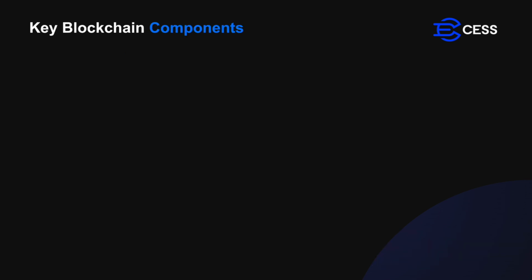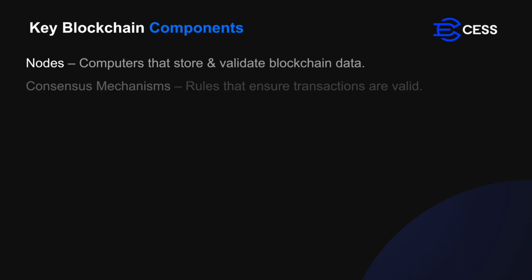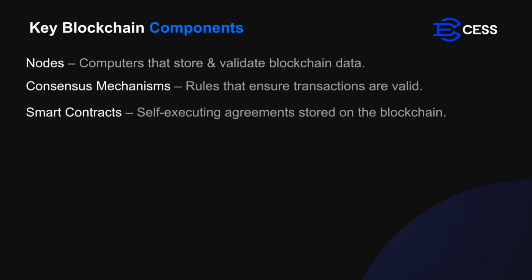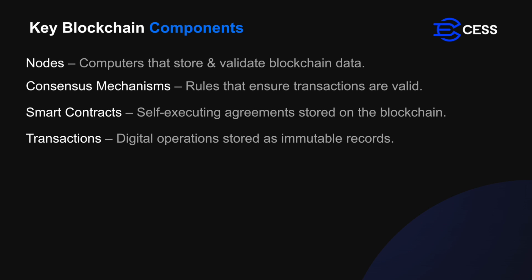Now that we understand the difference between public and private blockchains, let's break down the key components that make up the blockchain and how they work together. At its core, a blockchain consists of four key components: nodes, consensus mechanisms, smart contracts, and transactions. These elements work together to ensure security, decentralization, and reliability of the network.